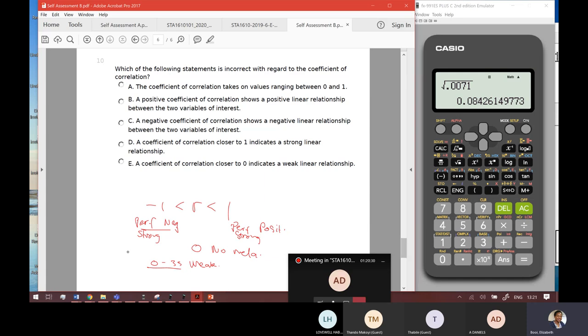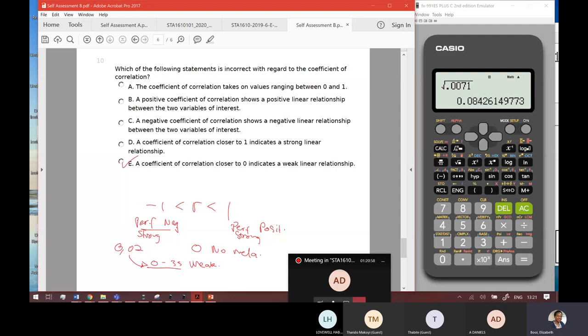If this was 0.02, it is not 0, but it's closer to 0. So this will be a weak relationship. Since anything between 0 and 0.35, whether it's negative 0.25 or positive 0.35, anything that is closer to 0 will be a weak relationship.